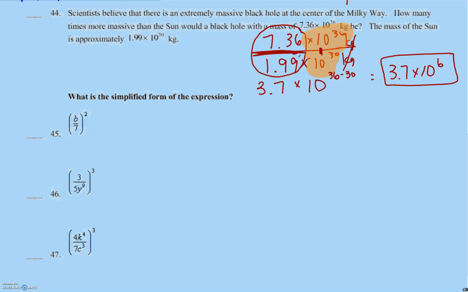Number 45, we have a quotient to a power. And just like when we have a product to a power, we take our exponent to both pieces. We're going to have b squared over 7 squared. And we want the simplified form, so I'm going to take that 7 squared and simplify that to 49. We're going to have b squared over 49.